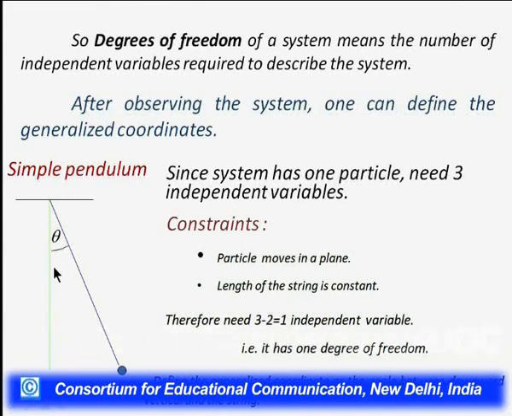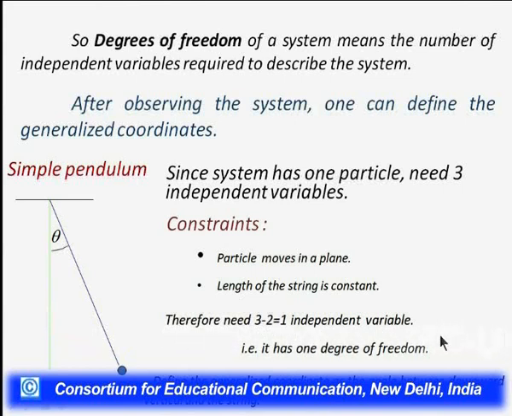Here we have the example of the simple pendulum. Since the system has one particle, we need 3 independent variables, the x, y, z coordinates. Then the constraints: first, the particle moves only in a plane. Second, the length of the string is constant. Here we are using 2 constraints. Therefore we can define it as 3 minus 2 is equal to 1. That is the independent variable.